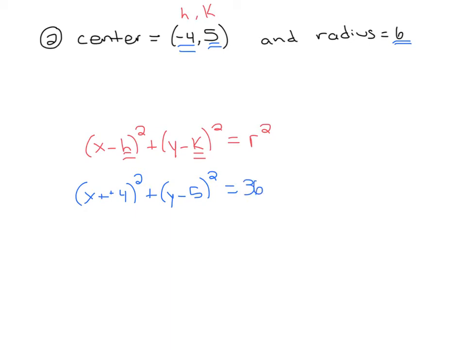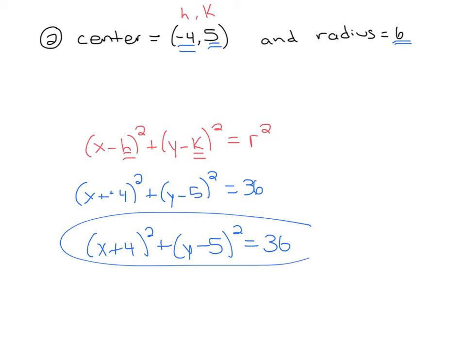Now, if you look at the answer choices, the answer choice actually is not there, but you do wind up with x plus 4 squared plus y minus 5 squared equals 36. So this is the correct answer.